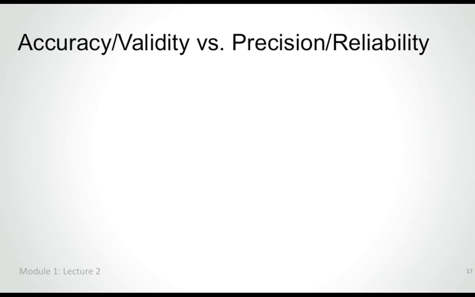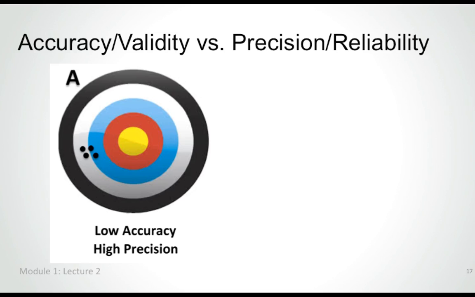I like using the image of a bullseye to visualize the difference between accuracy and validity on the one hand, and precision and reliability on the other. If your analysis provides estimates that are all close to one another, then you've done a good job of providing precise or reliable estimates. However, your clustered estimates might still all be far away from the actual number you're trying to get at. In this case, your estimates are precise, but inaccurate.